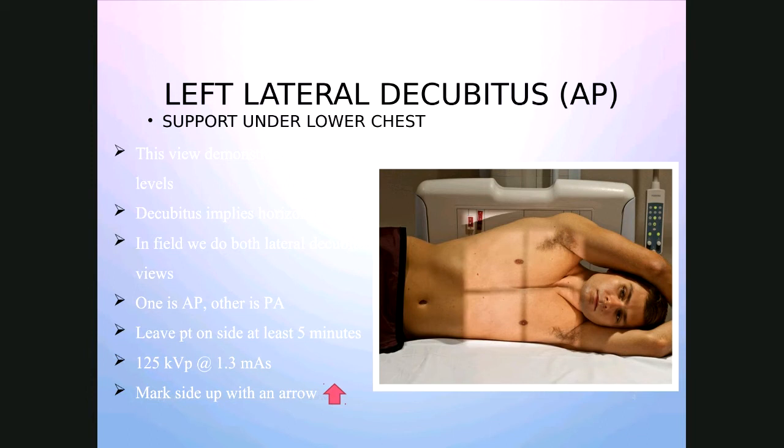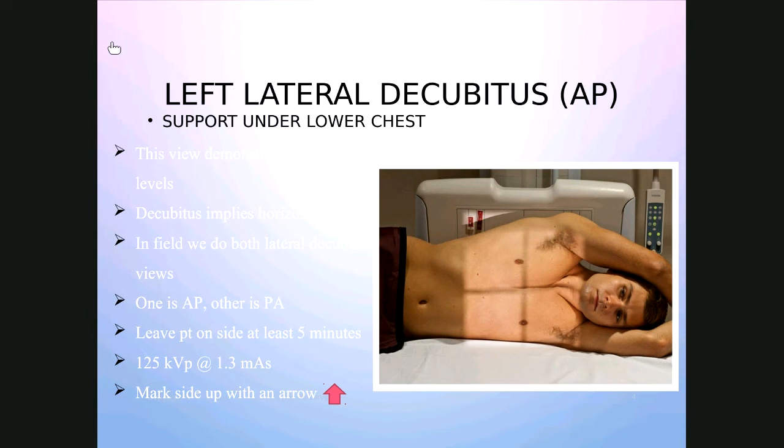And in the field, we actually do both lateral decubitus views. So in this particular picture, they're showing him in a left lateral decubitus, and he's facing out, he's facing anterior. We would then, after we made this exposure, roll him towards the chest board and have him facing it where he would be PA to us, and we would do the right lateral decubitus. So when it says one is AP, the other is PA, meaning he's facing out in this one, and when he rolled onto his other side, he would actually be facing the board so that we would see his back. But you always do both chest decubitus views in the field.